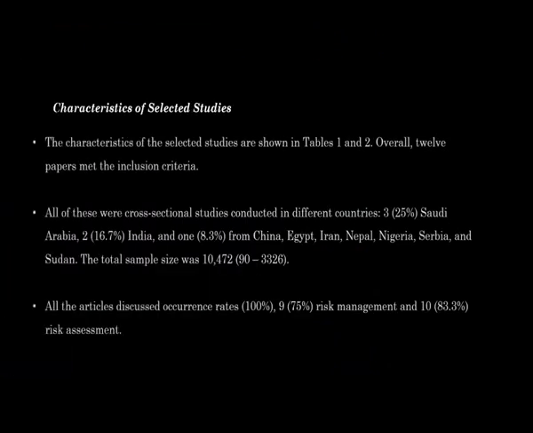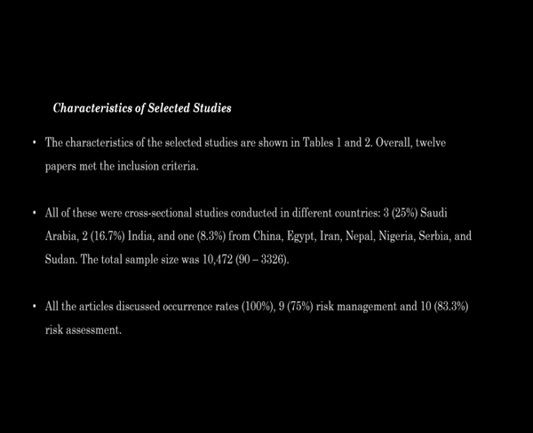This is the PRISMA flowchart, and then the characteristics of selected studies. The characteristics of the selected studies are tabulated in the tables below. All of these were cross-sectional studies conducted in different countries, 3 in Saudi Arabia, 2 in India, and 1 each from China, Egypt, Iran, Nepal, Nigeria, Serbia, and Sudan. The total sample size was 10,472.